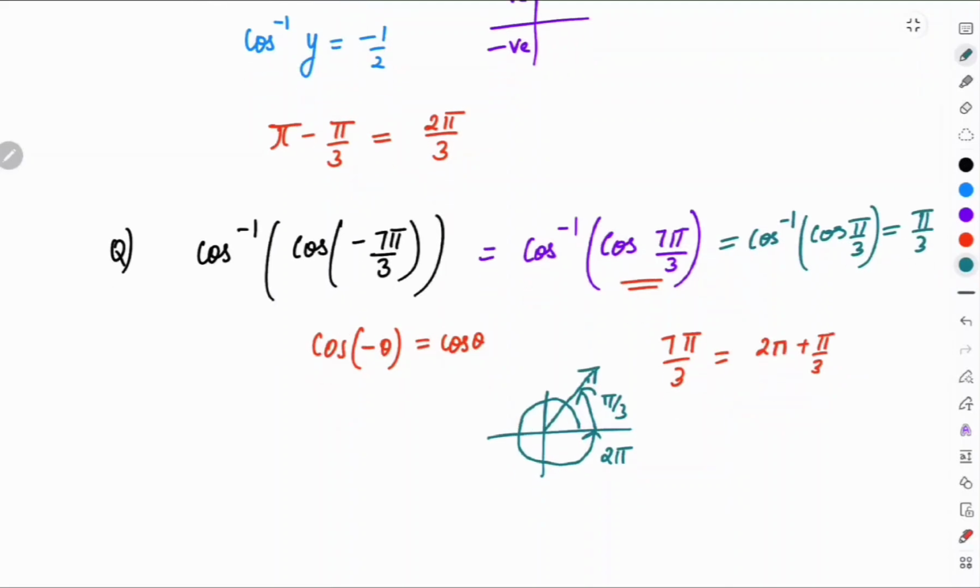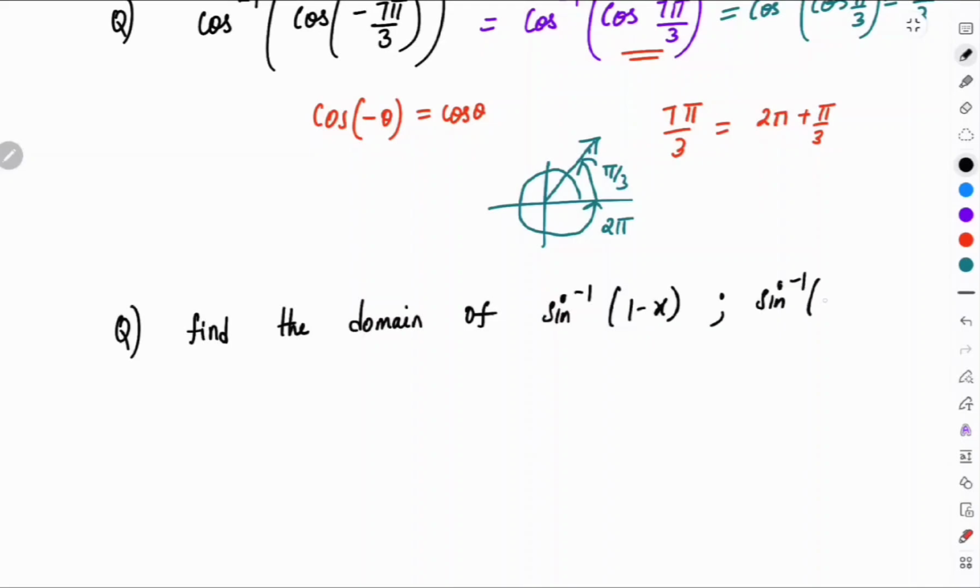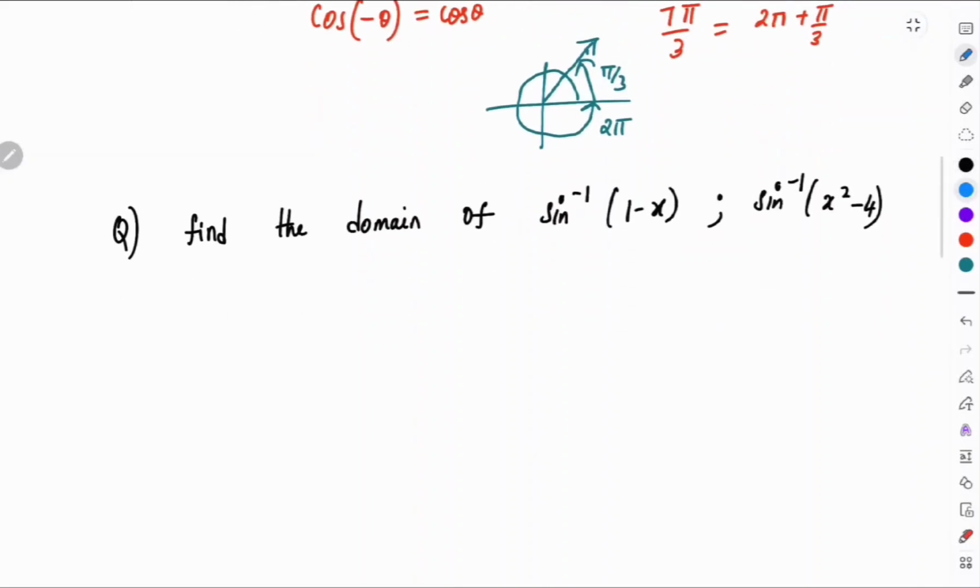That's it. And the next one, we have to find the domain of sine inverse of 1 minus x, and we'll find for sine inverse of x square minus 4 as well. So let's take these two questions. First of all, sine inverse of anything, it could be anything. We are concentrating on this anything only. So anything should be from minus 1 to plus 1.